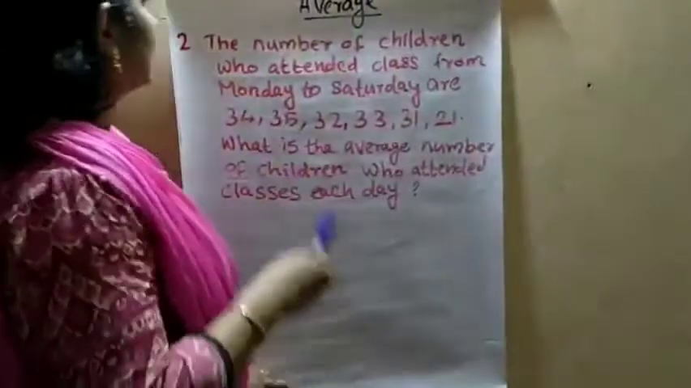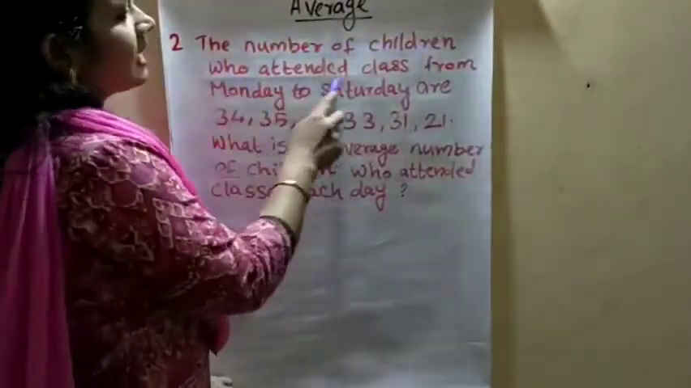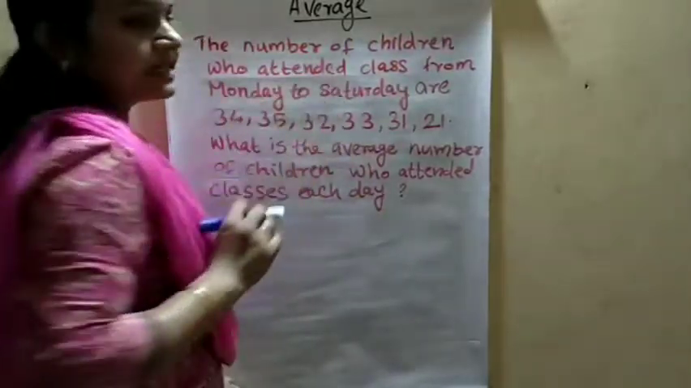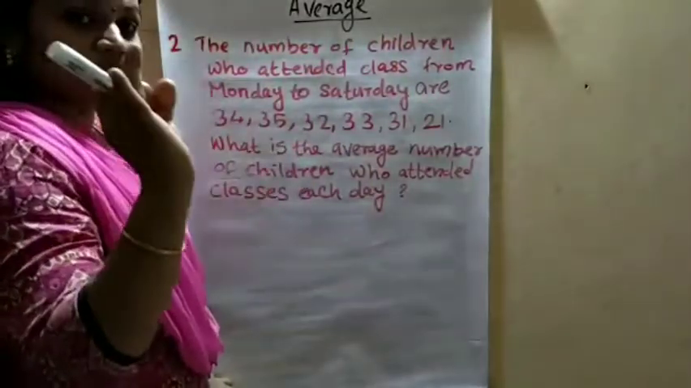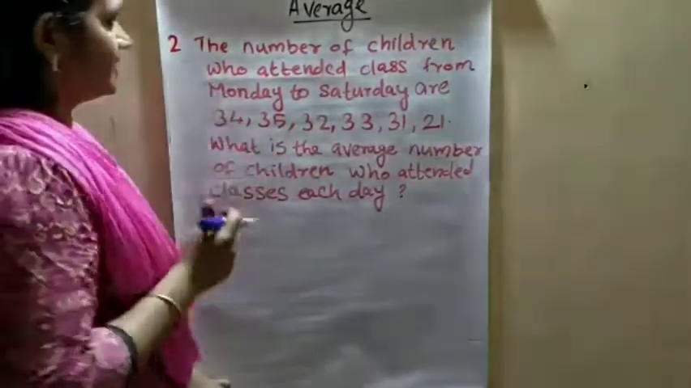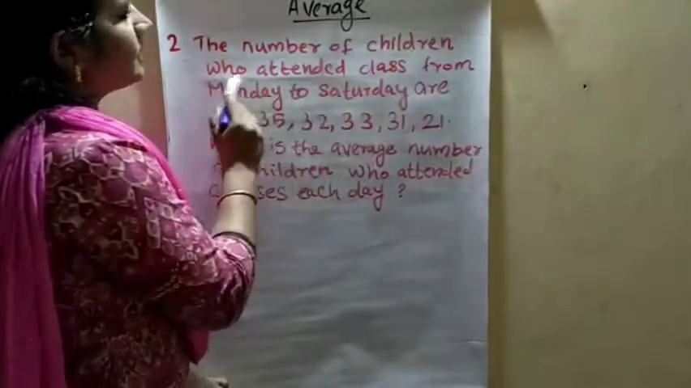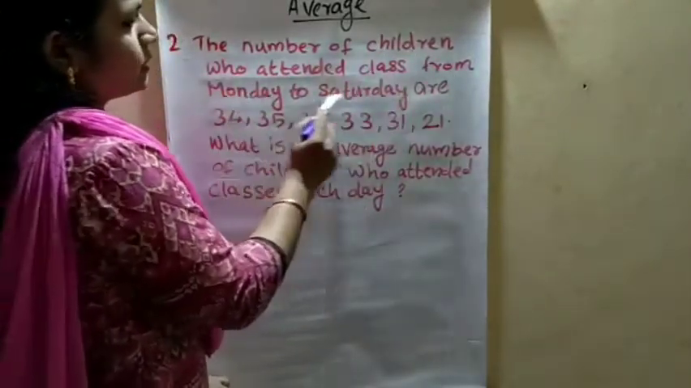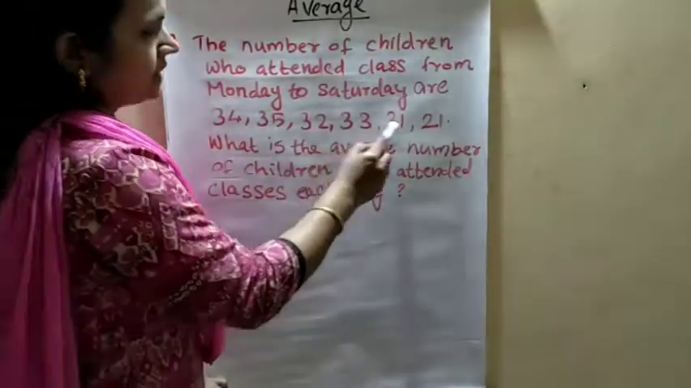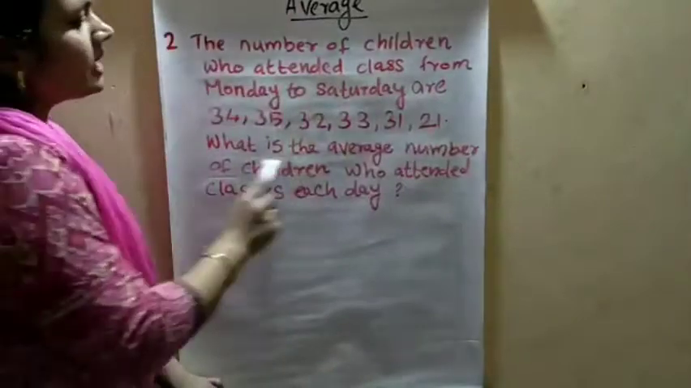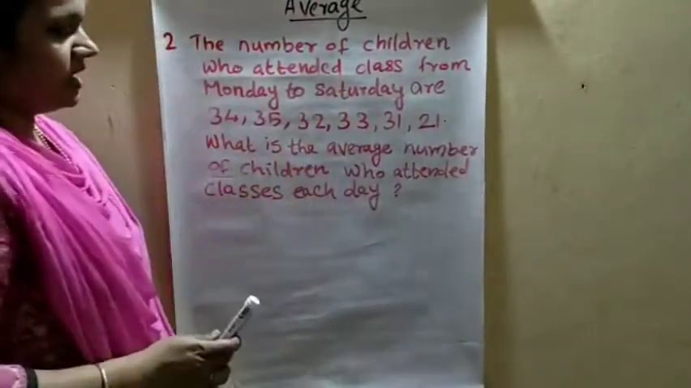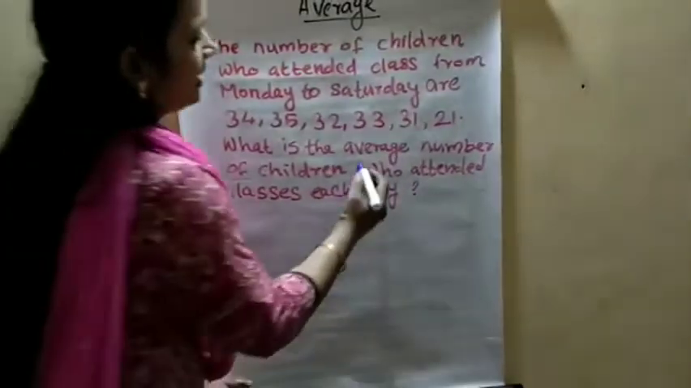Okay, children. Now we are discussing the second example of average. What is the question? The number of children who attend the class from Monday to Saturday. How many days, Monday to Saturday? Monday, Tuesday, Wednesday, Thursday, Friday, Saturday. 6 days. So the number of children who attend the class from Monday to Saturday are 34, 35, 32, 33, 31, 20. What is the average number of children who attend the classes each day? We want to find out the average.